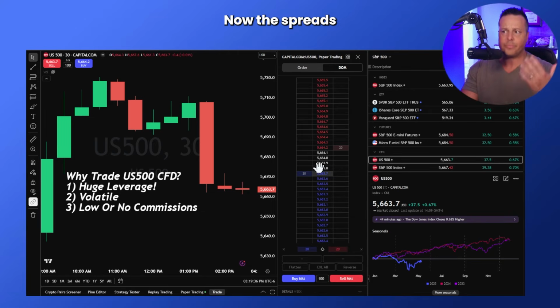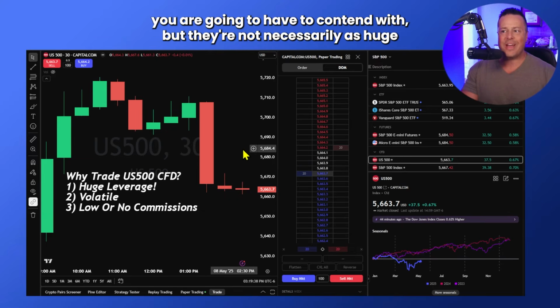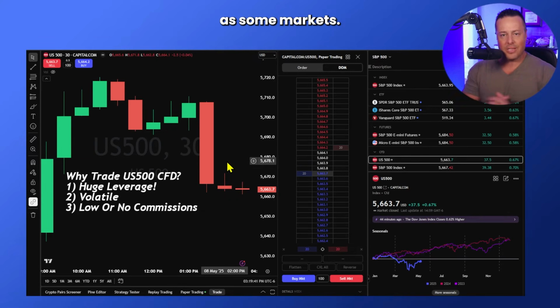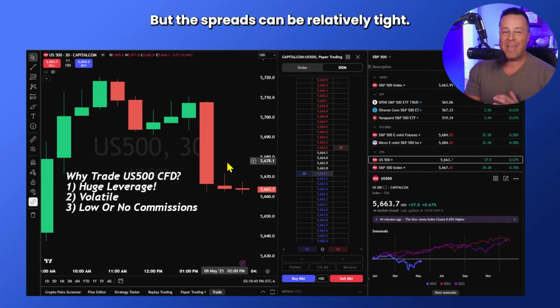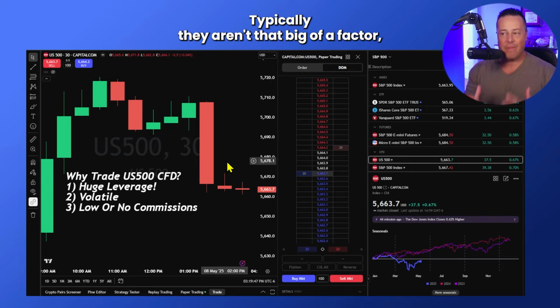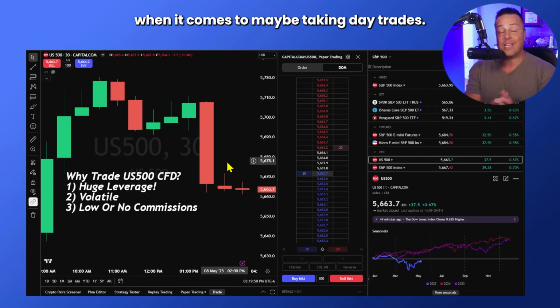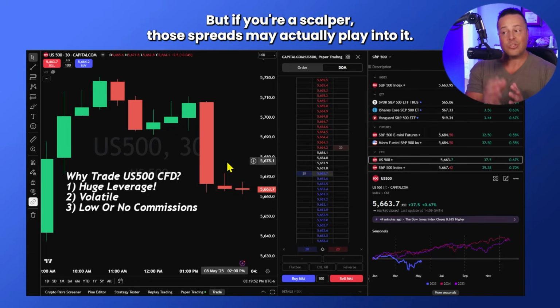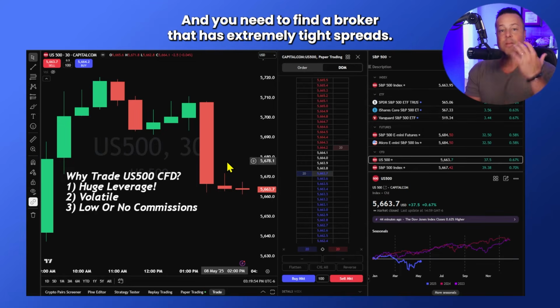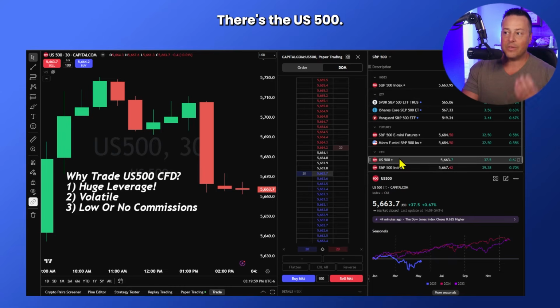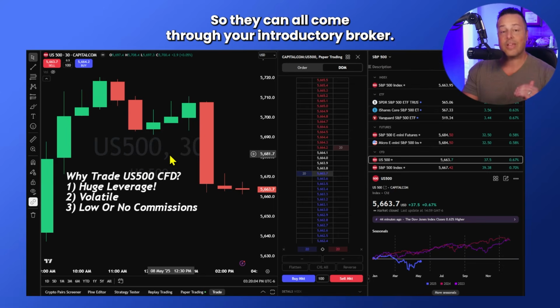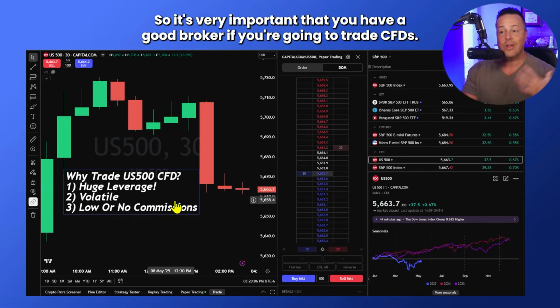Now, the spreads you are going to have to contend with, but they're not necessarily as huge as some markets. It just really depends on the level of liquidity on that given day, but the spreads can be relatively tight. Typically, they aren't that big of a factor when it comes to maybe taking day trades, but if you're a scalper, those spreads may actually play into it, and you need to find a broker that has extremely tight spreads. Now, the CFD products, there's many of them out there. There's the US 500, there's the S&P 500 index. These are OTC products, so they can all come through your introductory broker, so it's very important that you have a good broker if you're going to trade CFDs.